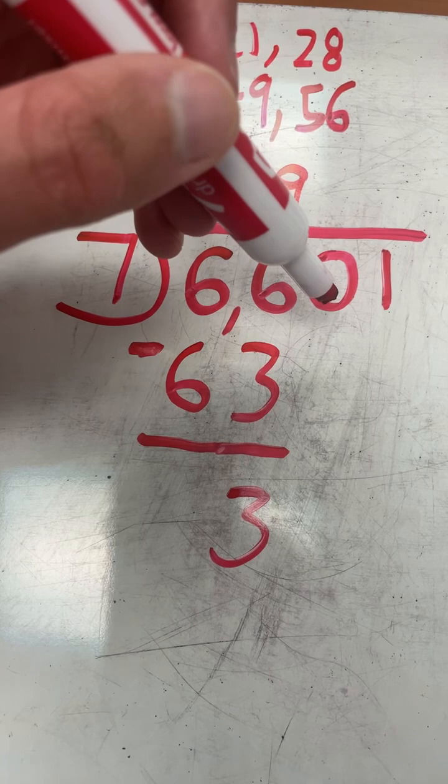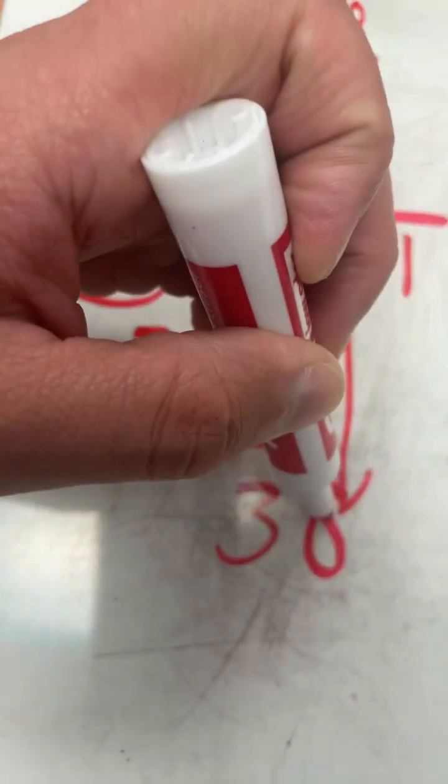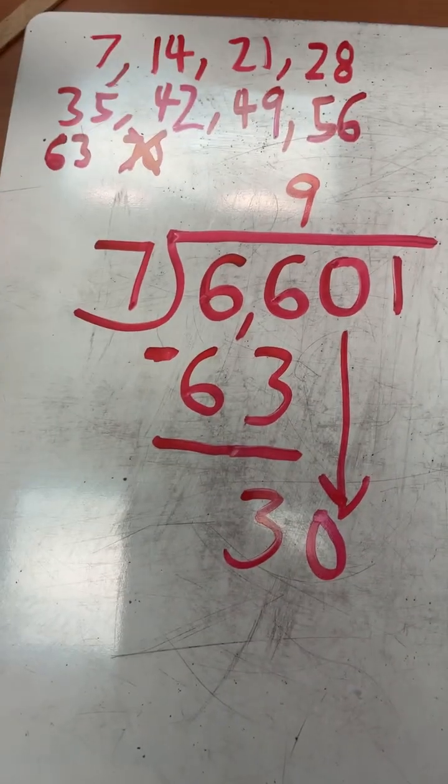Now the next step is we have to bring down the next digit. We're going to bring down the 0. We're going to figure out how many groups of 7 go into 30.